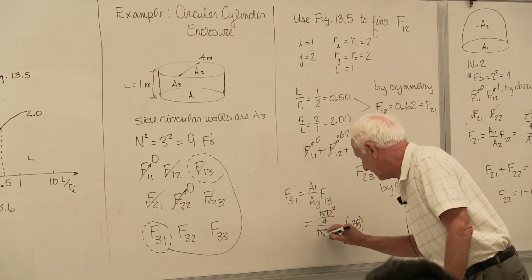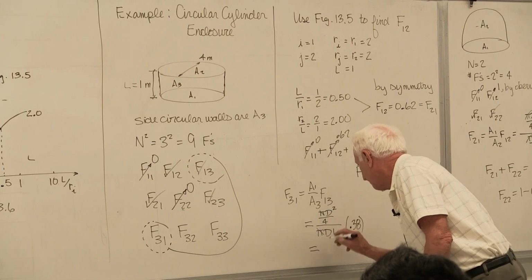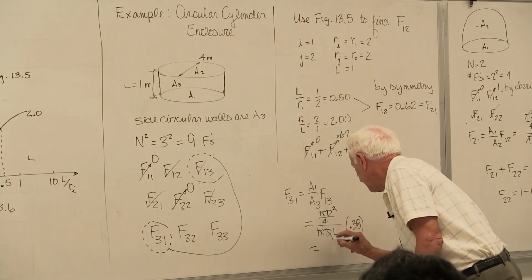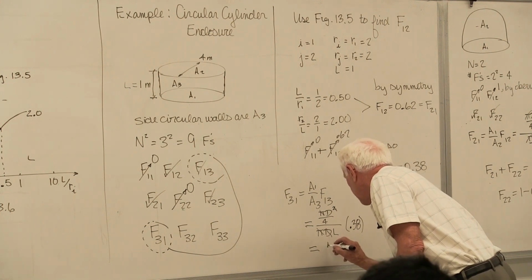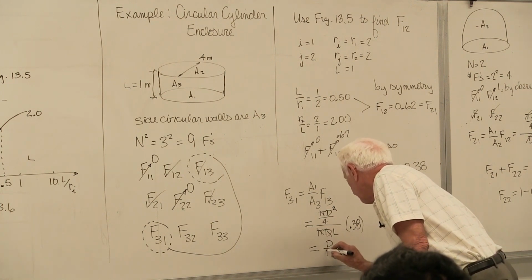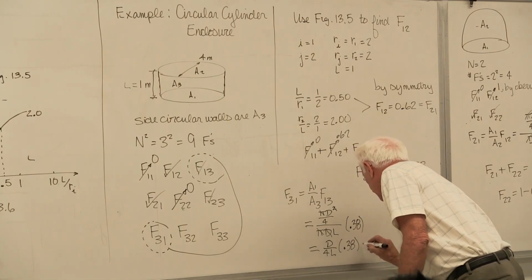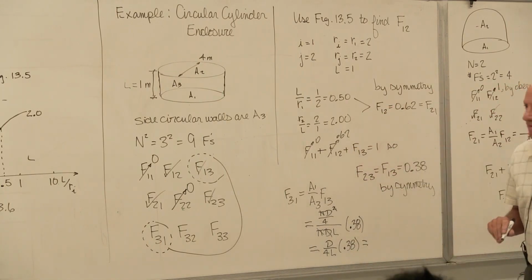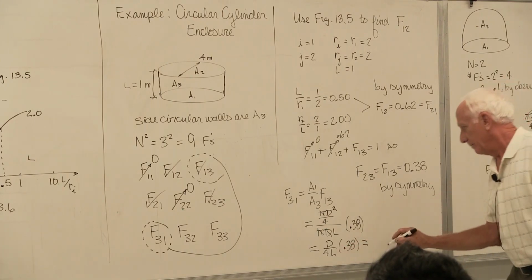Pi cancels, pi cancels. We have 4, d over 4L. What's d? 4. What's L? 1. 4 divided by 4 times 1? It's 1. 0.38.